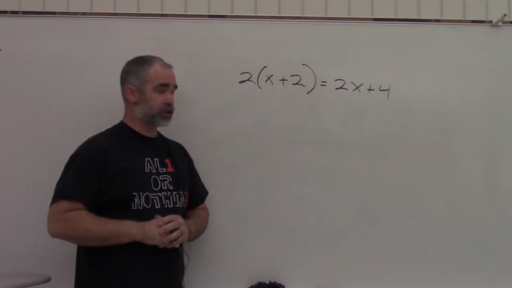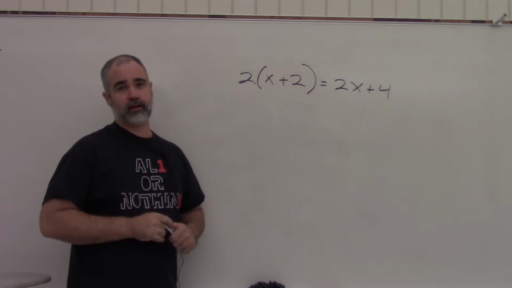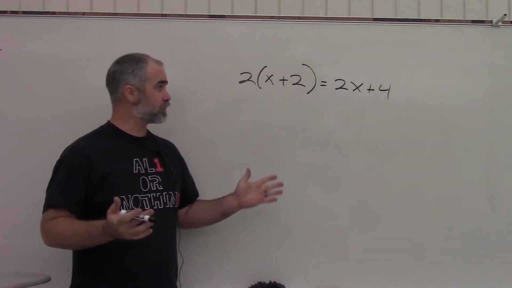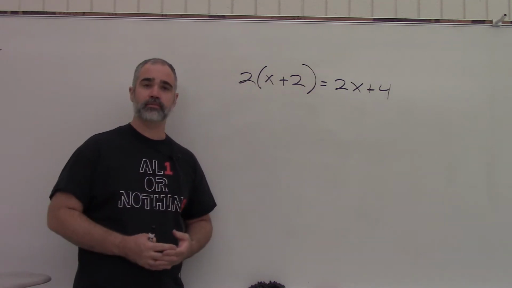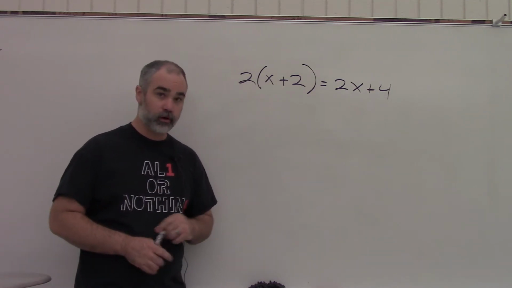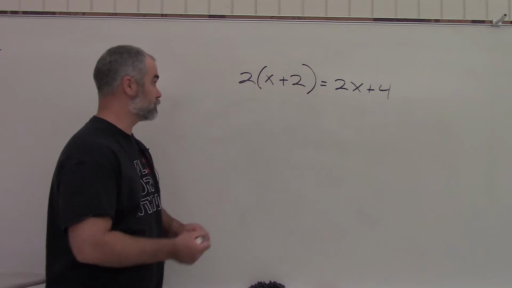Initially, looking at this, it doesn't look that scary. We just got a pretty basic problem. There's one distribution. We got x's on both sides. This is all stuff that you've handled before. This is going to get weird when we finish it. Let me show you what you're going to see.